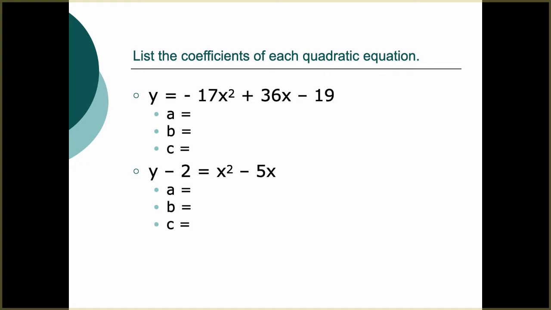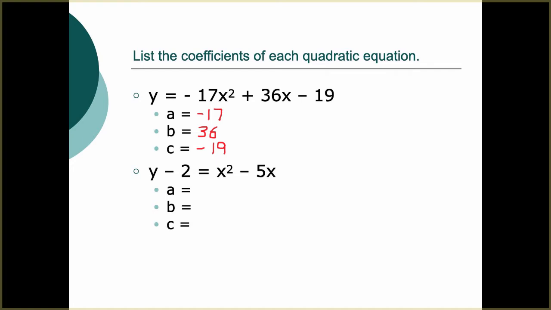So in this case, we have a equals, well, it's the leading coefficient. It's just negative 17. Make sure when you pull these a's, b's, and c's out that we are already in standard form, and the one above is in standard form. We are going from highest exponent down to the constant. The b is just the 36, and the c is our number at the end, the constant, which is negative 19.